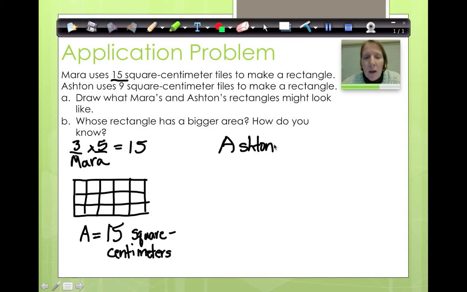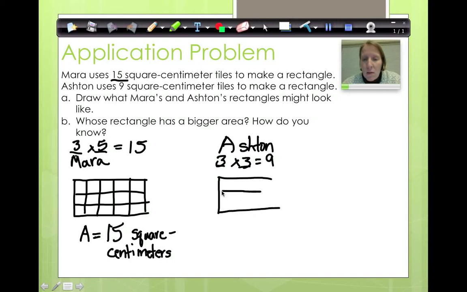Okay, now he has 9. So I can do something times something equals 9. Well, I know that 3 times 3 equals 9. Why don't we do that? So I need 3 groups of 3. So let's see. Okay, there's my 3 groups, 3 in each group. 1, 2, 3.